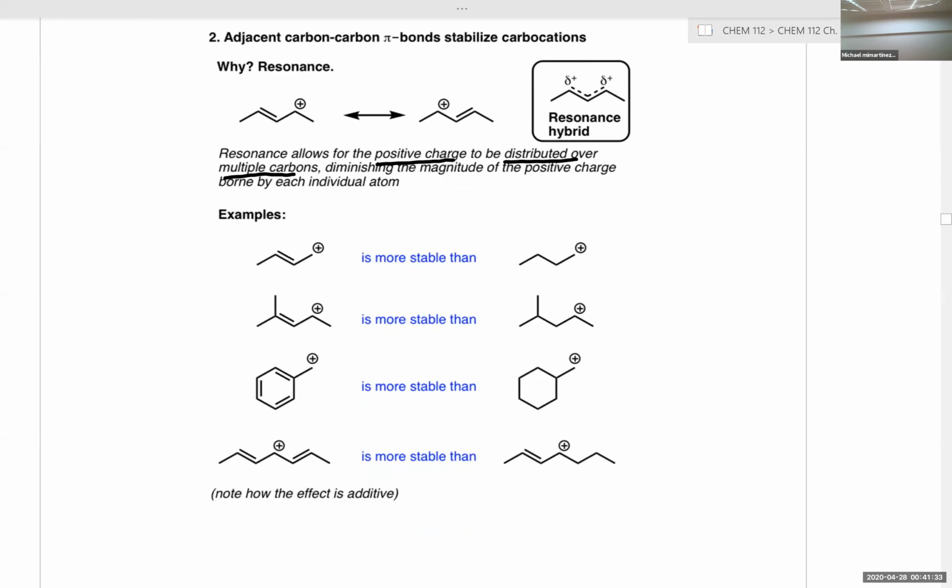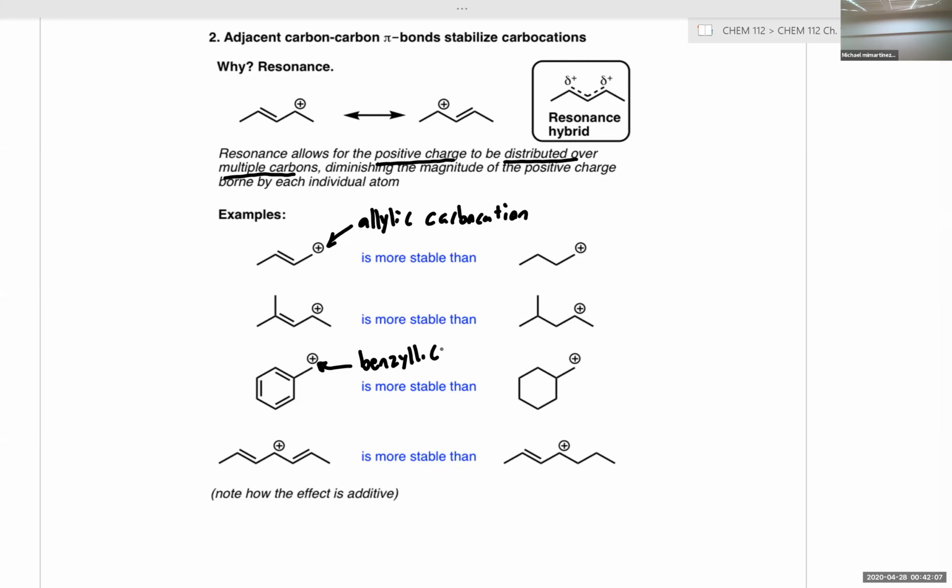So for example, your conjugated carbocations are more stable than your unconjugated carbocations. We call these carbocations allylic carbocations if they're adjacent to an alkene. If they're adjacent to an aryl ring or a phenyl ring, we call these benzylic. This is why allylic and benzylic carbocations are especially stable.